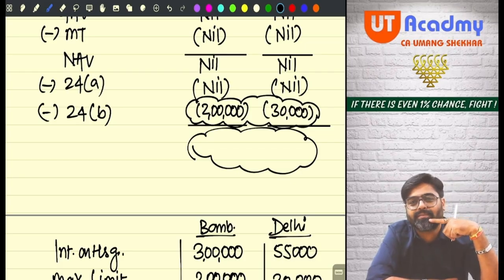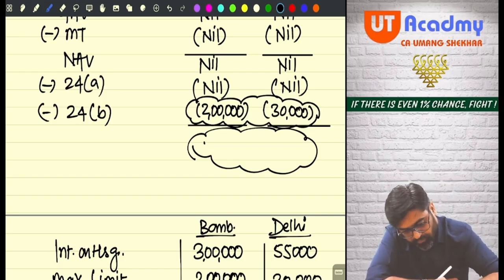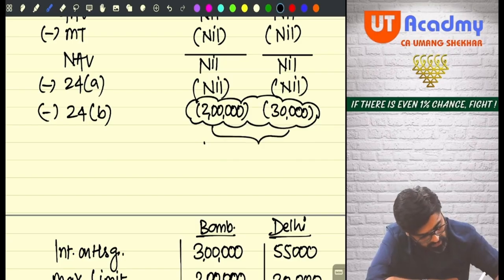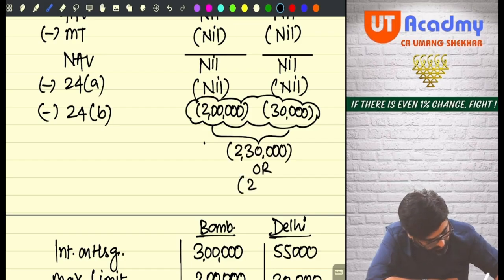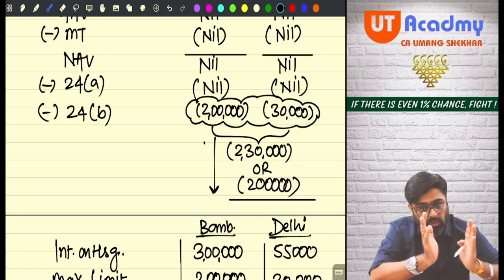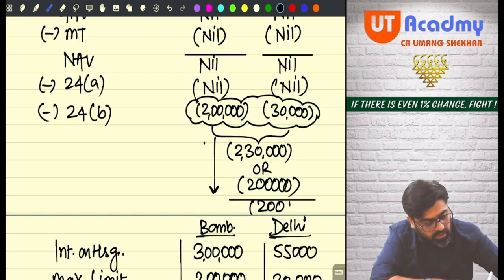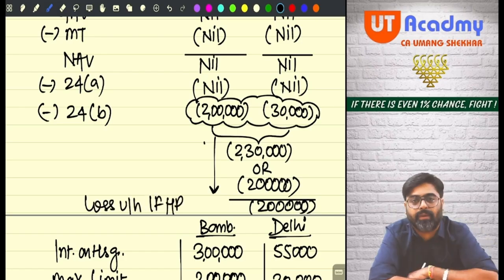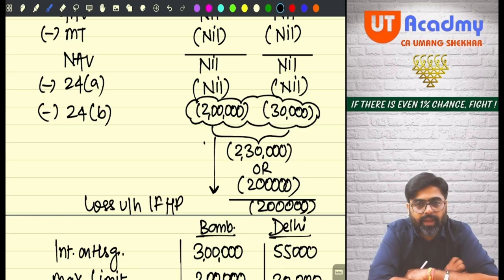Getting my point? So tell me, if I claim 2 lakh and 30,000, yes or no? The total will be 2 lakh 30, which cannot be more than 2 lakhs. So total interest for both the SOPs taken together cannot be more than 2 lakh. So the loss under the head house property will now be how much? 2 lakh rupees maximum. This way, can you present your answer? Sure, sir. Easy, no? Very good.